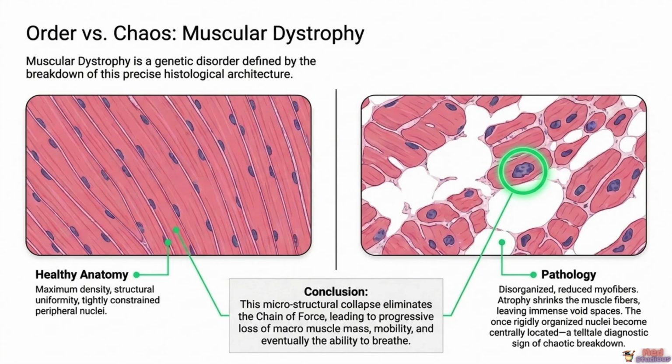The H&E stain reveals highly disorganized, severely reduced myofibers. Massive cellular atrophy shrinks the muscle fibers, leaving immense empty void spaces filled with scar tissue. Crucially, look at the nuclei. The once rigidly organized peripheral nuclei become centrally located, wandering into the middle of the cell. This is a telltale diagnostic sign of structural collapse. This microscopic breakdown entirely severs the chain of force, leading to a tragic, progressive loss of macroscopic muscle mass, physical mobility, and eventually the ability to breathe.